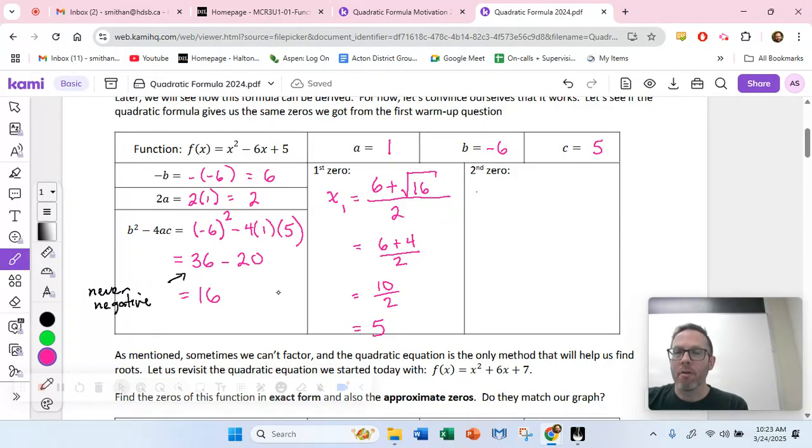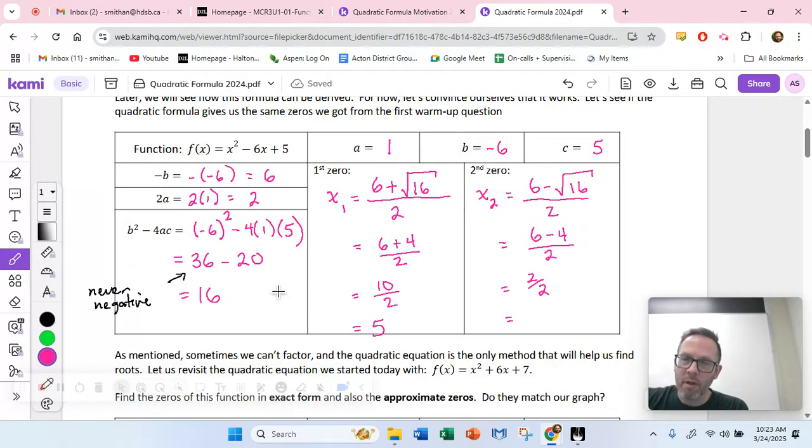And the second 0 you get by doing the same thing, but you do subtraction. So 6 minus the root of 16 divided by 2. And I'm going to show all the steps. Show less steps if you're comfortable. The root of 16 is exactly 4. 6 minus 4 is exactly 2. And 2 divided by 2 is exactly 1.